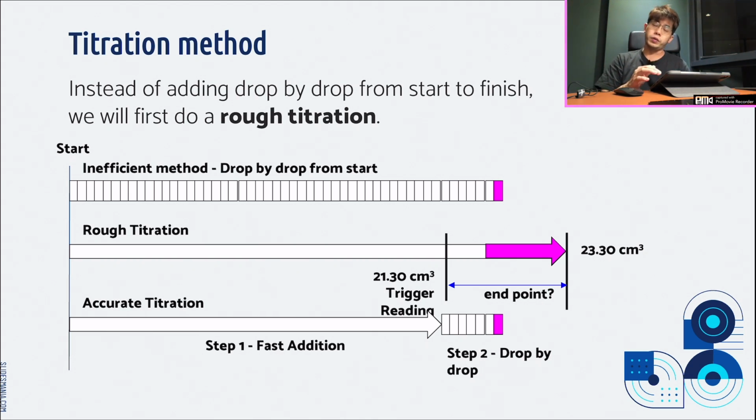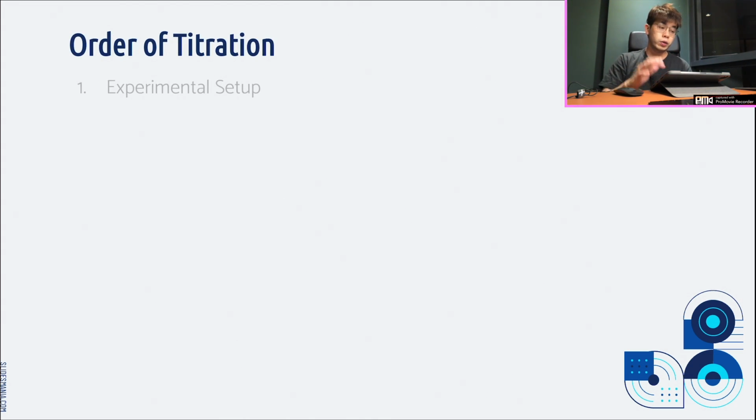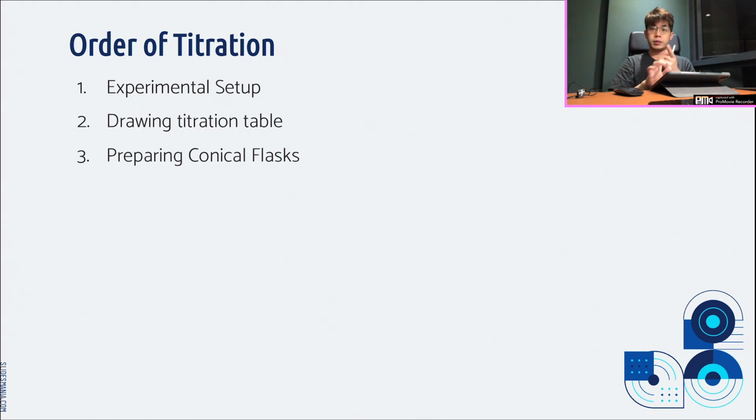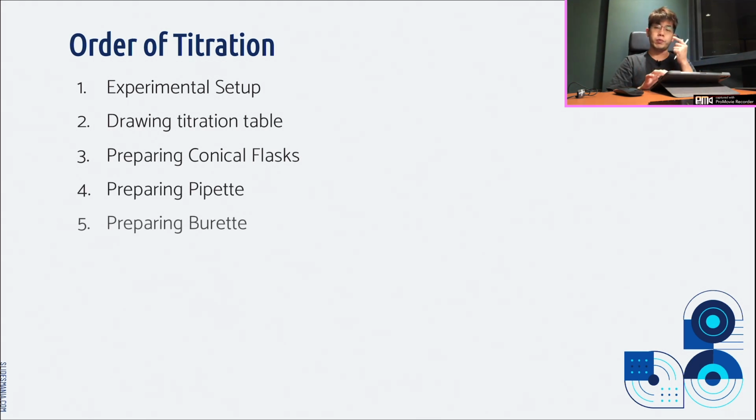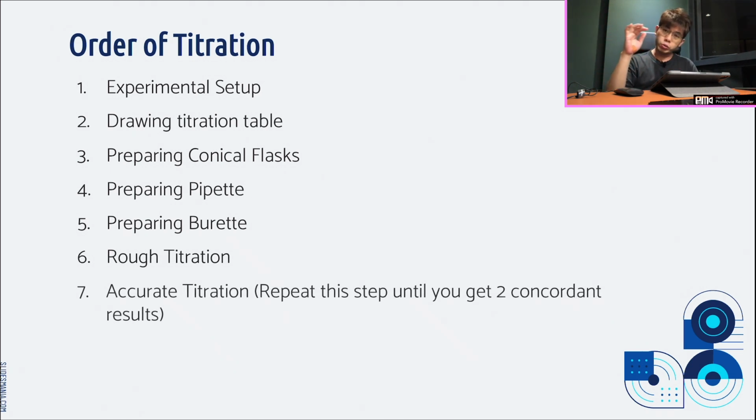So what is the flow of events during a titration experiment? The order of titration is first, we do an experimental setup, and then we draw our titration table. We make sure we prepare the conical flask, the pipette, and the burette. After that, we do the rough titration, and then we do the accurate titration. The only step that needs to be repeated is the accurate titration, until we get what we call the two concordant results, which I will teach you about in the future. And then finally, after I finish step 1 to step 7, I'll do my data processing.